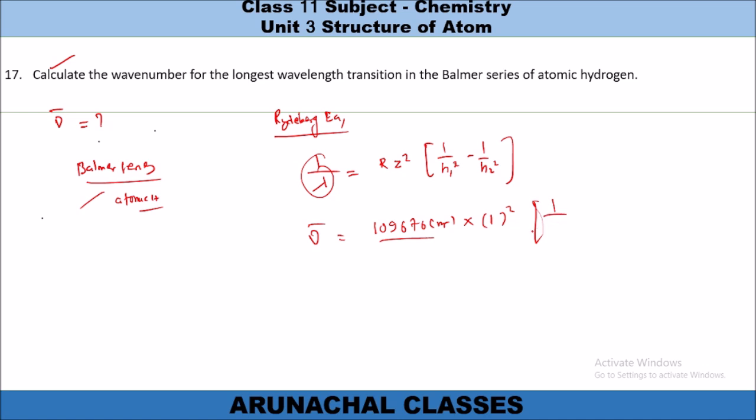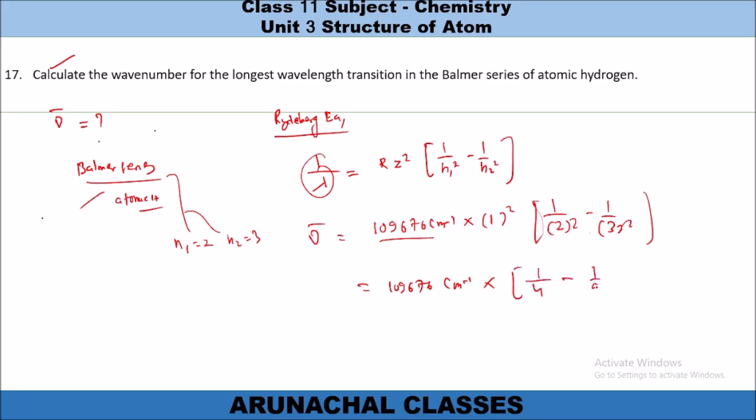So n1 will be for the Balmer series. The Balmer series has n1 equal to 2, and n2 equal to 3. So it is 1 upon 2 square minus 1 upon 3 square. In bracket it will be considered in this way. So 109676 centimeter inverse multiply with 1 upon 2 square, 4, minus 1 upon 3 square, 9.